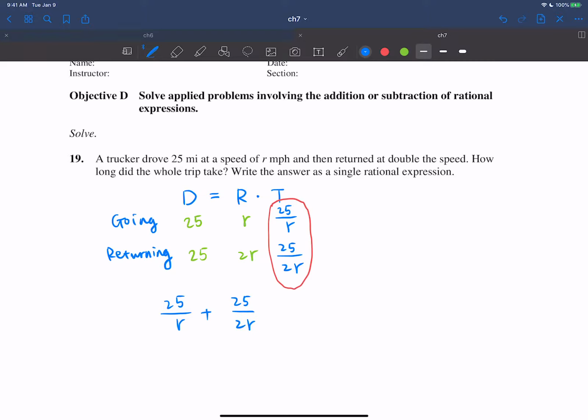First, the LCD. In this case, you check out different factors. We have factor r, we also have 2. And both of them appear at most once. So 2r is our LCD. That means the first rational expression is missing a factor of 2. So I multiply both the top and the bottom by 2, and I obtain 50 over 2r plus 25 over 2r. They add up to 75 over 2r. And that is basically the time that it takes to go and return. The units will be hours.